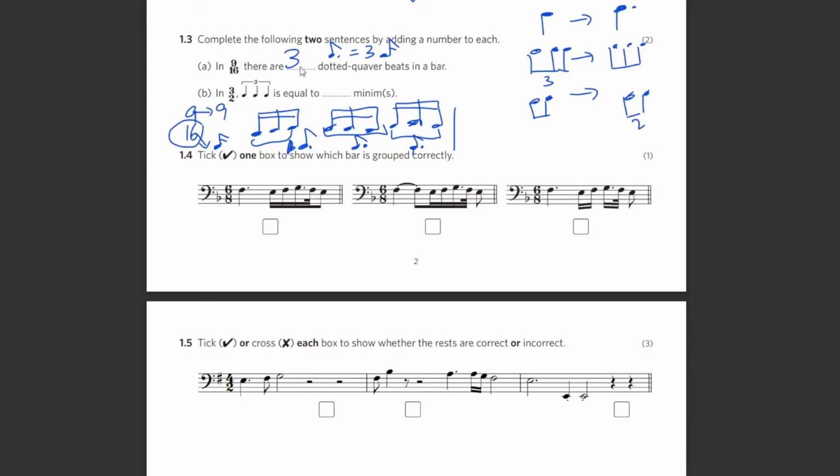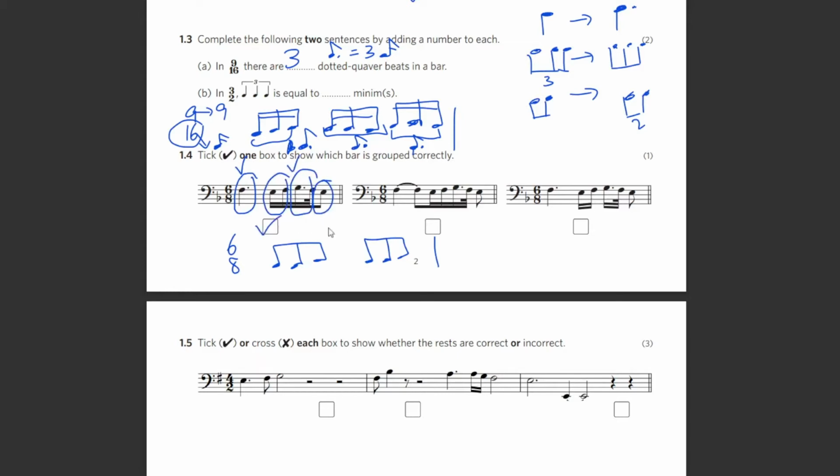Okay. Next, let's look at 1.4. You're asked to tick one box to show which bar is grouped correctly. So you have 6-8 time. For 6-8 time, you will group them 3 quavers by 3 quavers. Let's take a look at this. This is 3 quavers, so correct. Then this is 1 quaver, 2 quaver, 3 quaver, and I beam them together.